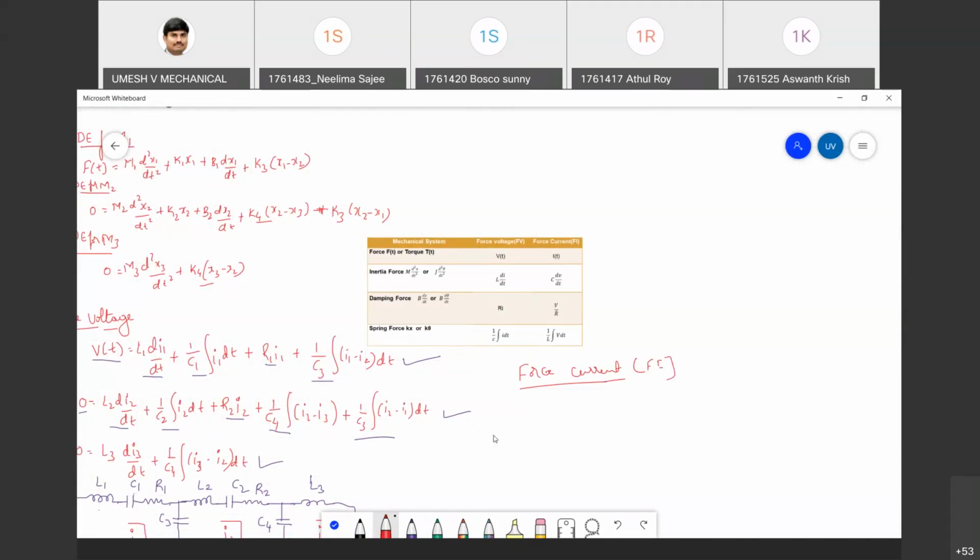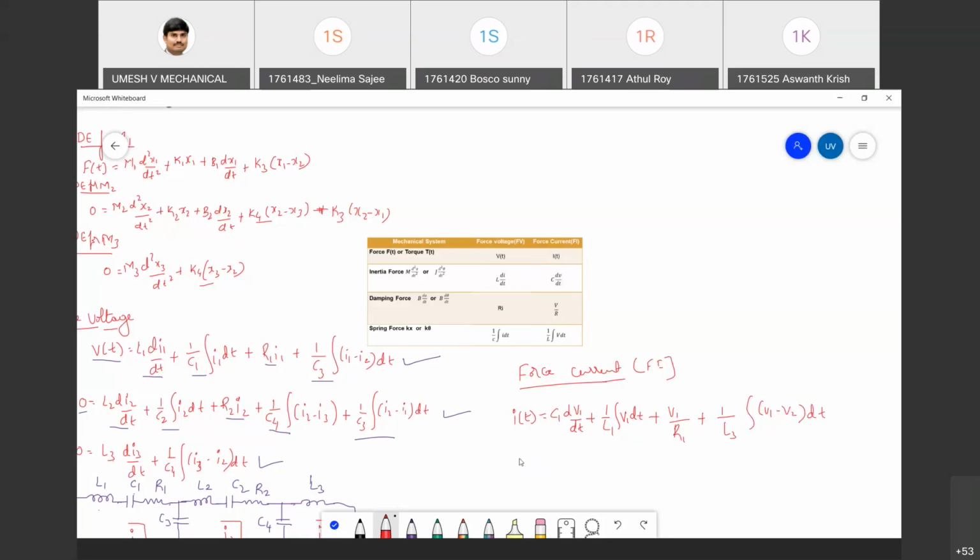Last column. So f of t is equal to I of t. Then M is proportional to C, d V1 by dt. Is it right? Plus K is proportional to 1 by L1 integral of V1 dt. Then plus D is proportional to V1 by R1, plus 1 by L3 integral of V1 minus V2 dt. Then the first equation is done.